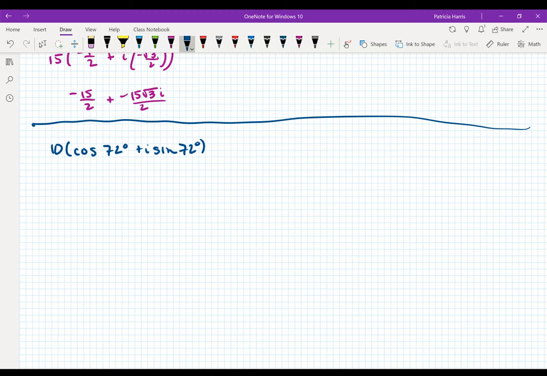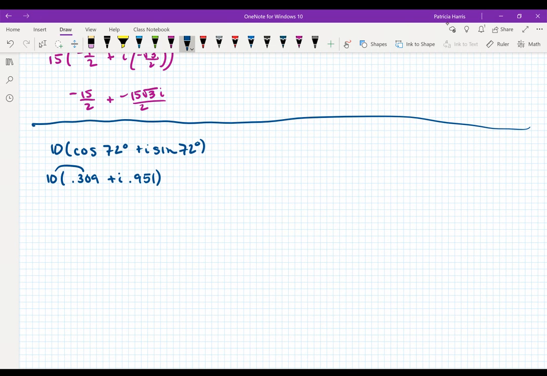Since I'm not using the inverse, I don't have to worry about changing. Inverses are kind of tricky. So I'm just finding the cosine of 72 degrees. My calculator says it's approximately 3.309. And then the sine of that same angle, 0.951.